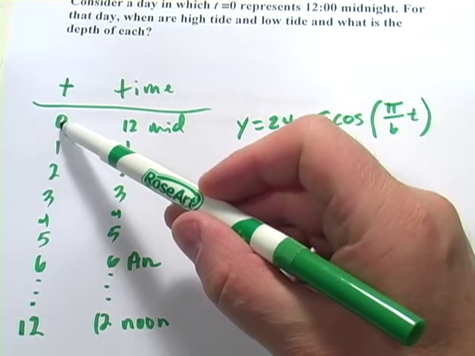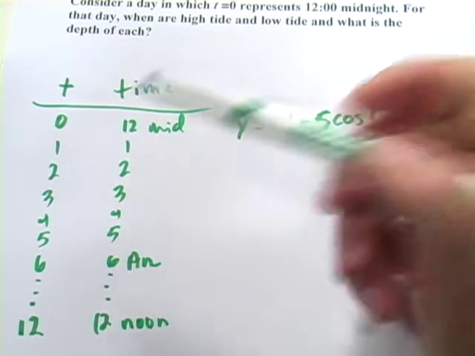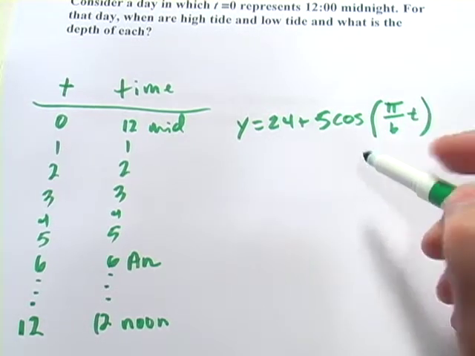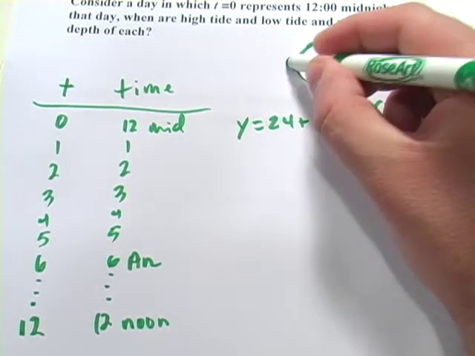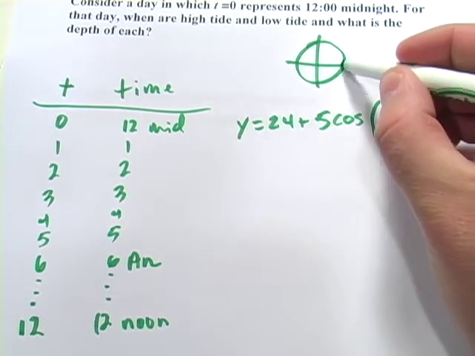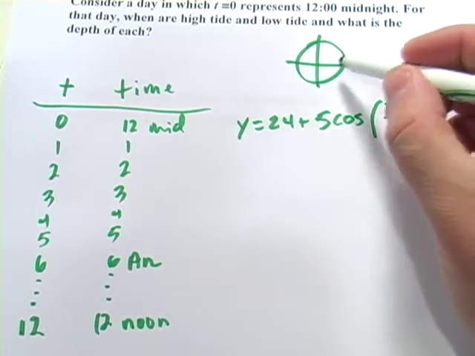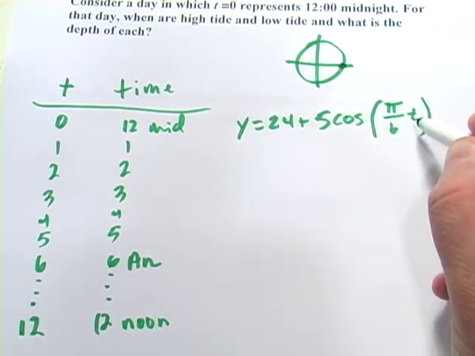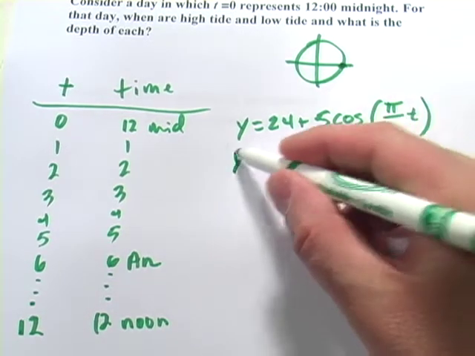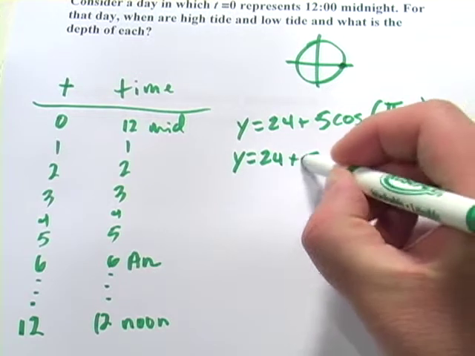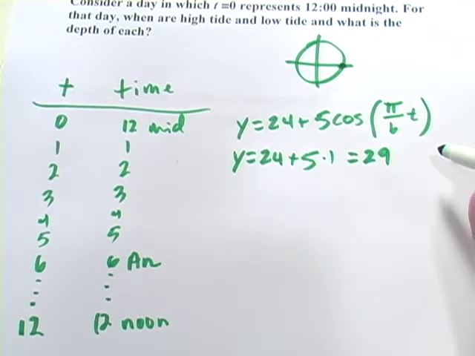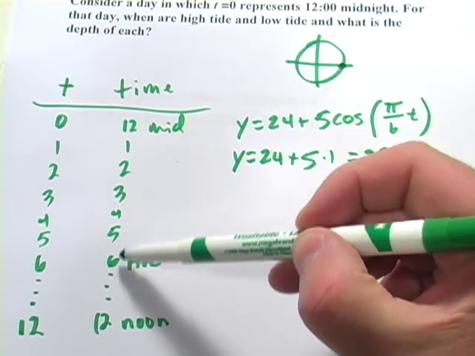Let's check out 0. So at midnight, when we start here, if I put in 0 for t, I get the cosine of 0. And remember, in our unit circle, cosine is the x, and here's 0 right here, so that's when cosine is 1. So at midnight, the cosine of pi over 6t is 1, so we get y equals 24 plus 5 times 1, or 29. Now let's fast forward a little bit to 6.